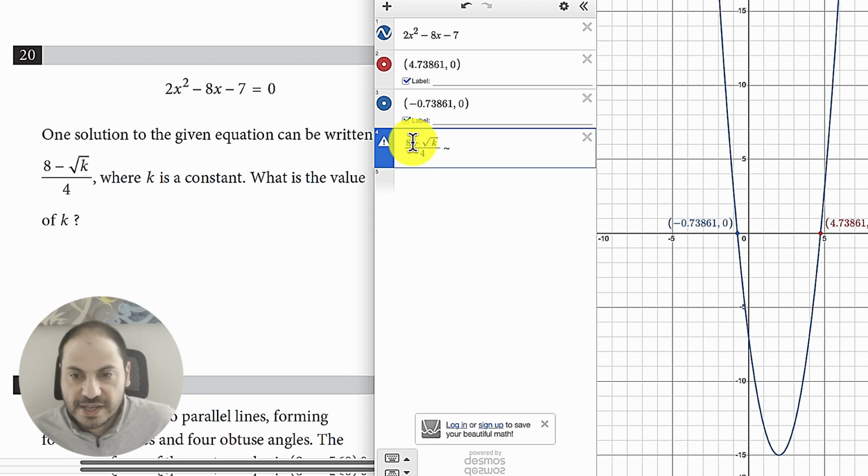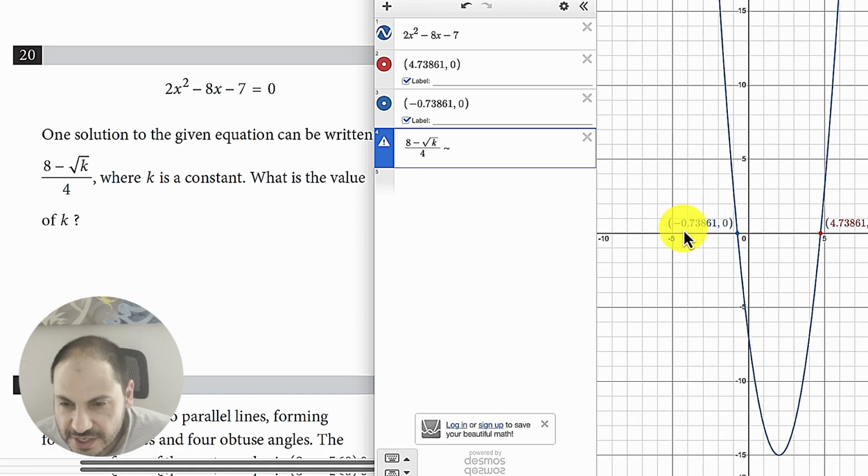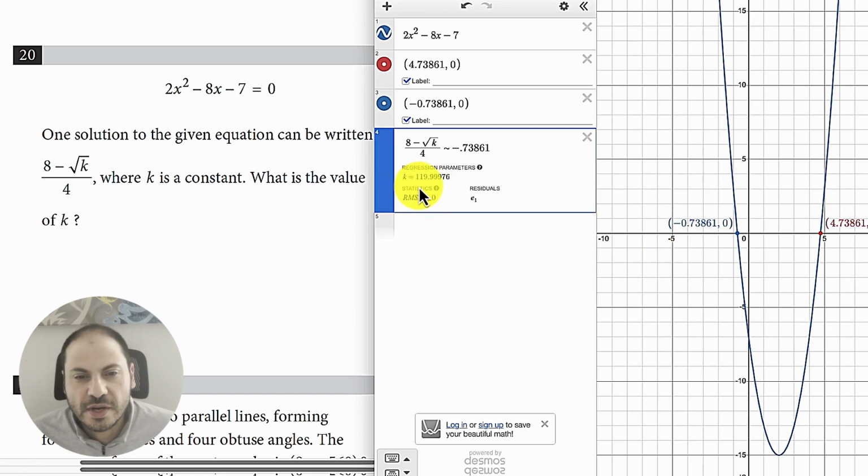And I'm going to set that equal to one of the solutions, 4.73861. So it says 119.999. You're not going to have a decimal. They're not going to put a decimal under a square root sign. So the answer is 120.